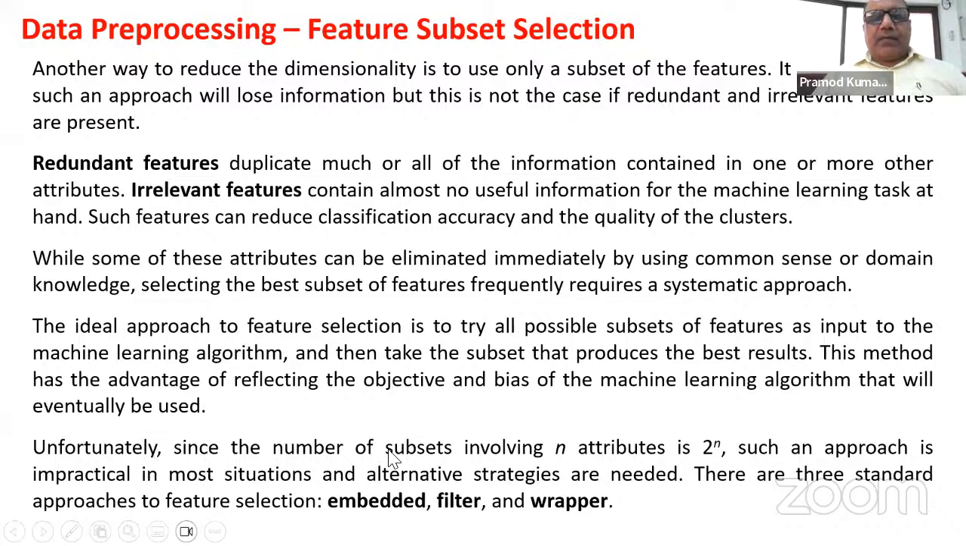unfortunately, since the number of subsets involving n attributes is 2 to the power n, such an approach is impractical in most situations and alternative strategies are needed. There are three standard approaches of feature selection: embedded, filter, and wrapper.